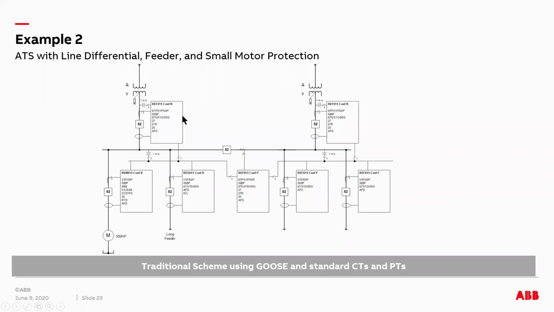Logic can be built between main one, main two, and the tiebreaker, and they can talk to each other and check the voltage status, availability of voltage, and the breaker status, and then do the bus transfer, whether it's an offline transfer or an online transfer. That can be decided based on the application, and then we can achieve a very cost-effective automatic transfer scheme just with the relays themselves.